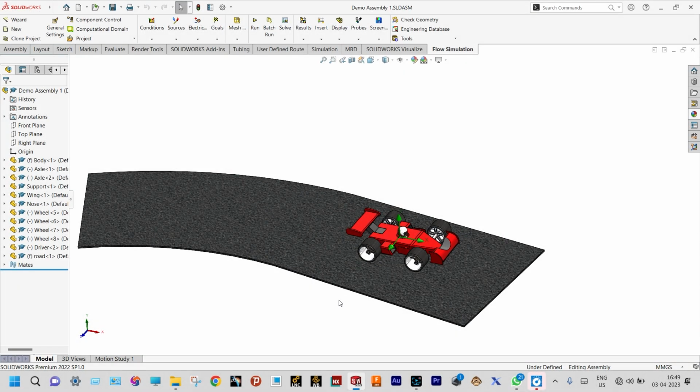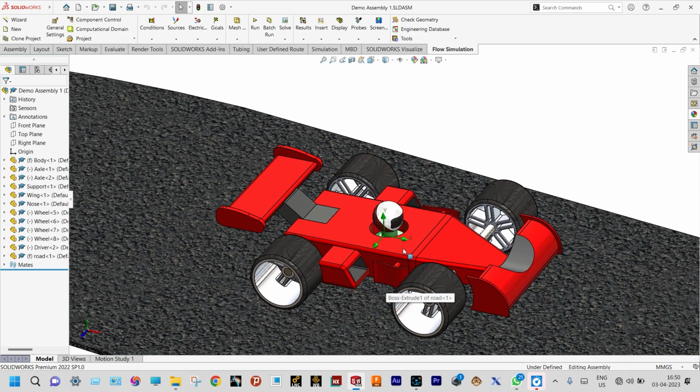Hello viewers, today I'm going to perform CFD aerodynamic analysis of a Formula 1 car using SolidWorks Flow Simulation. You can see this is the model. It consists of several parts, and it is actually assembled. This is the main body. This is the person seated in the Formula 1 car, 4 wheels. This part is known as the nose and the back part is known as the wing.